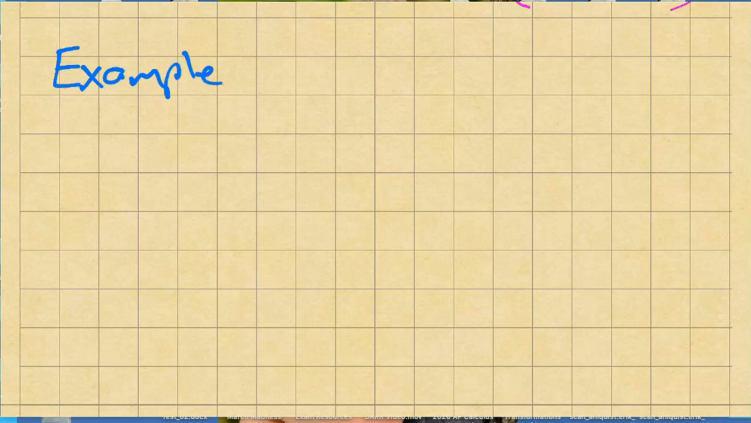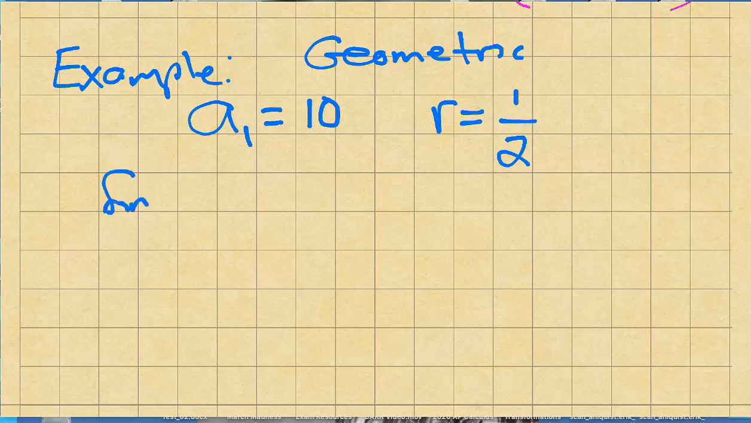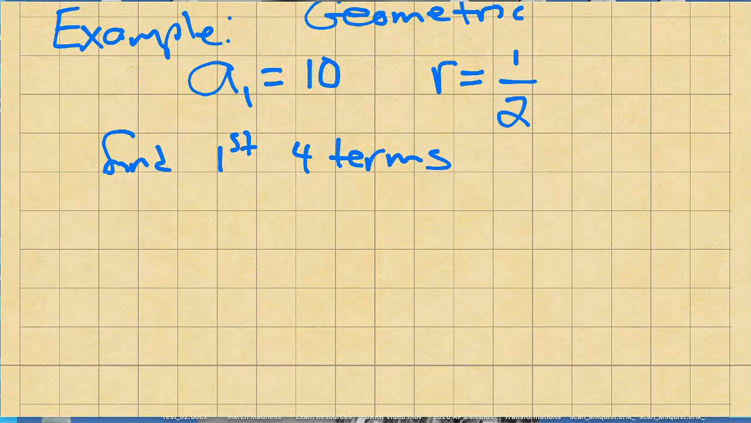So let's look at a new example. Let's say that our first term, remember that's the notation for the first term, is 10. And our common ratio is 1/2. And you're told it's geometric. As soon as you're told it's geometric, you know, oh, I multiply to get the next term. If we were supposed to find the first 4 terms, here's what we'd do. Recursively, the first term is equal to 10.